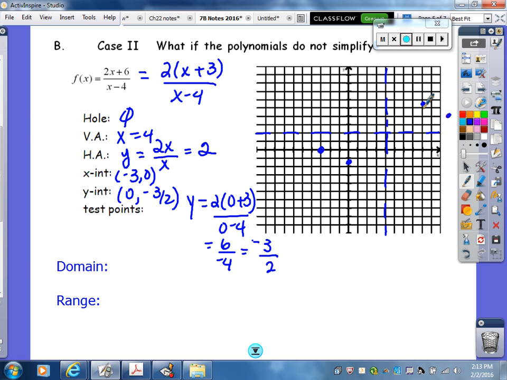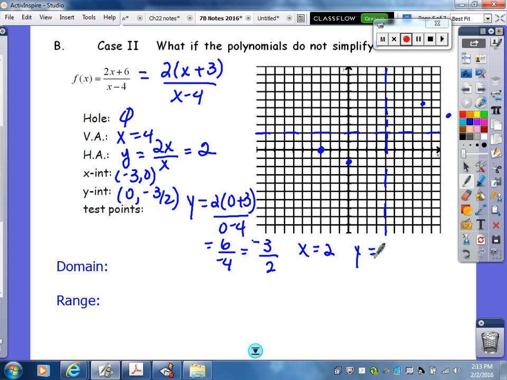All right, I need one more point. I'm going to pick a point in here because I need to figure out how fast this thing is going to get to this asymptote. So I'm going to split the difference here. So I'm going to plug in x equals 2. So if x equals 2, I'm doing test points now. What does y equal?